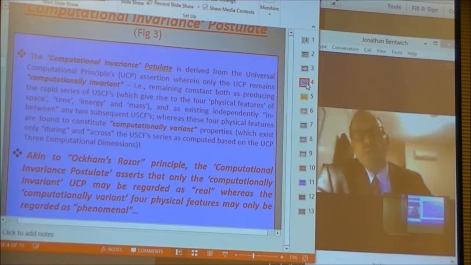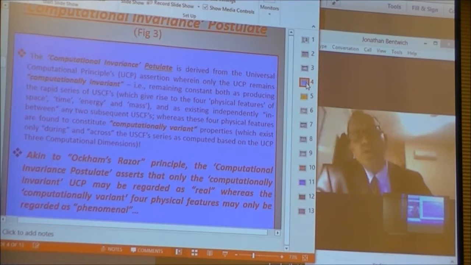So we can identify that the universal computational principle is in fact a computationally invariant principle, because it exists solely in between the frames, and it also produces the frames and gives rise to the computation of the four physical features, which are considered secondary computational products or features of this computationally invariant principle. The four physical features are not invariant. They only exist during the frames, as a function of the universal computational principle's computation of changes or lack of changes between the frames, and do not exist in between the frames.